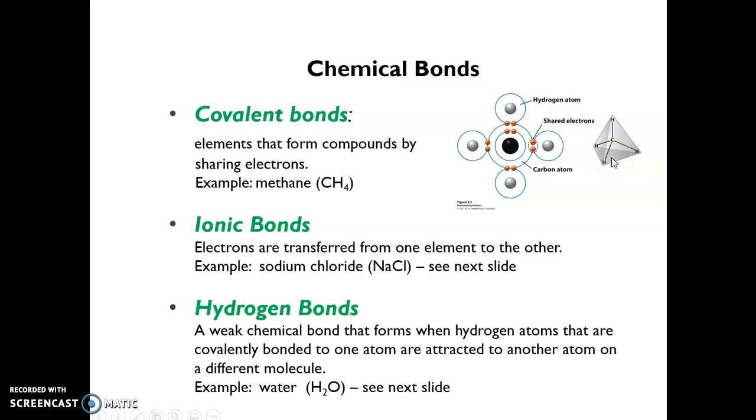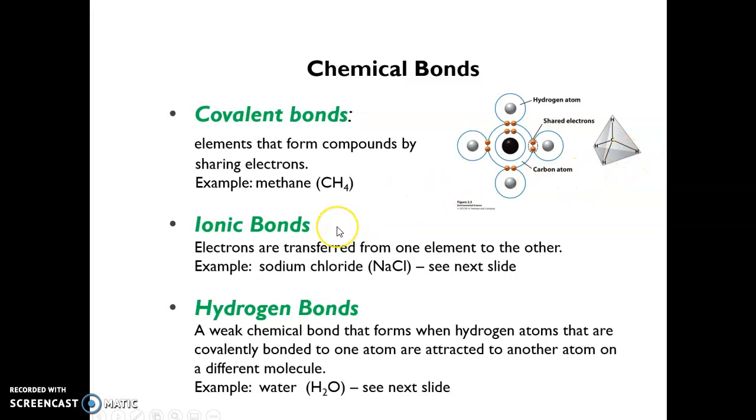The little diagram here on the right is to point out the fact that covalent bonds and the way these elements are arranged, it's not a flat structure as shown here. It's really a 3-dimensional structure. And we can look at that in class when we work with molecular models. Okay, so those are covalent bonds.